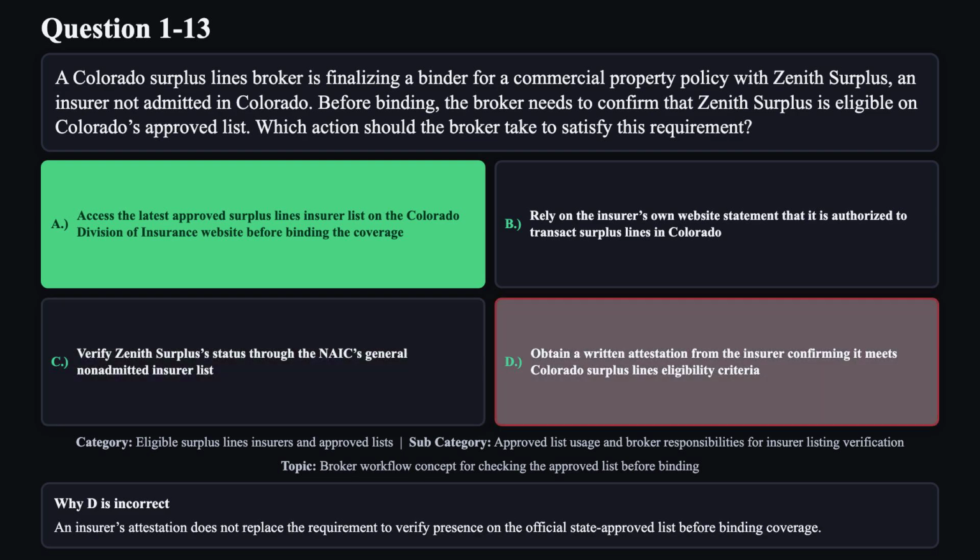Reason D is not correct. An insurer's attestation does not replace the requirement to verify presence on the official state-approved list before binding coverage.